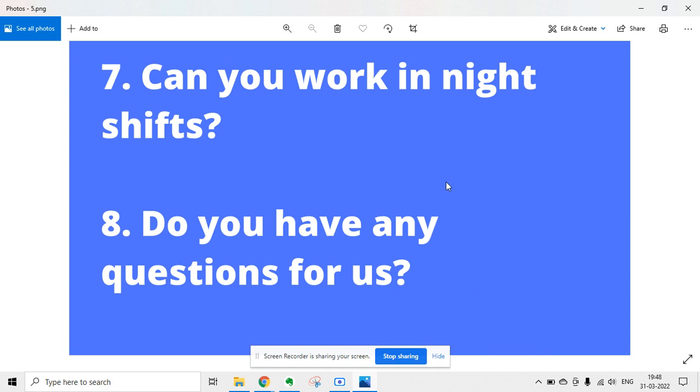Can you work in night shifts? Always say yes to this question again, and your role can be such that you have to work in night shifts for some days. So always say yes to this question.